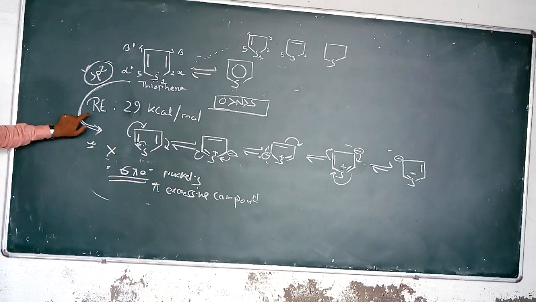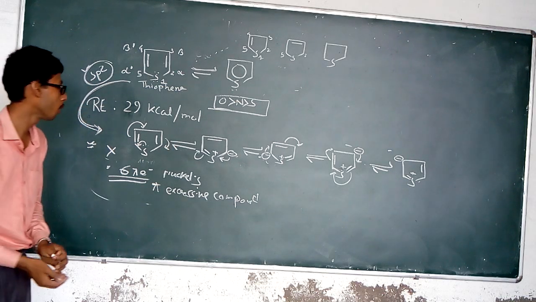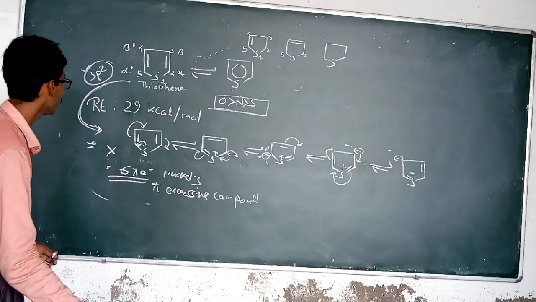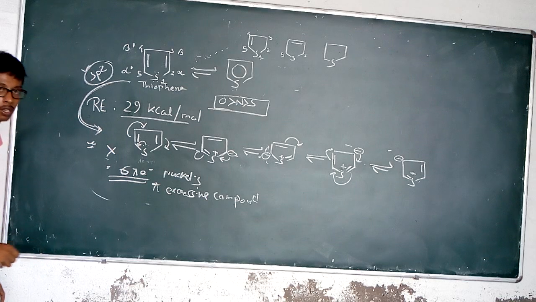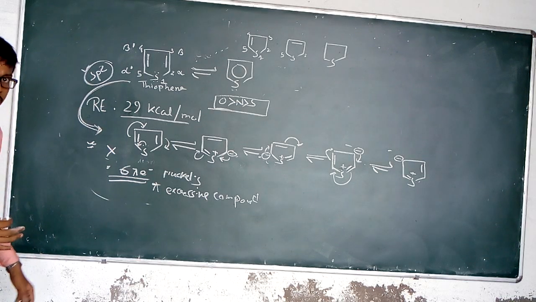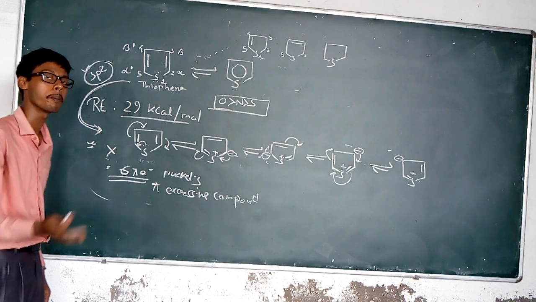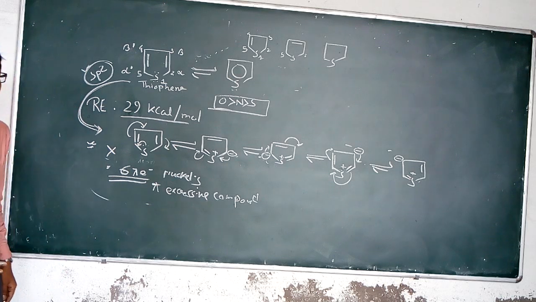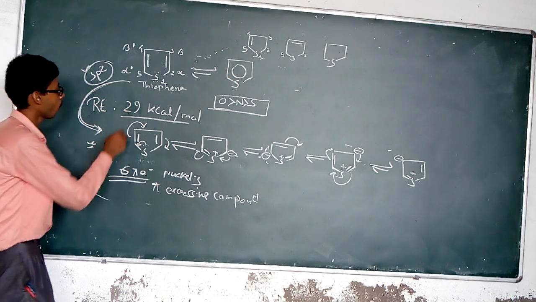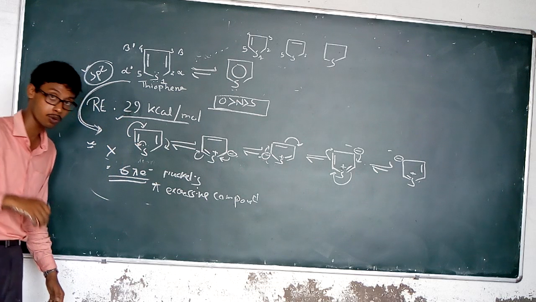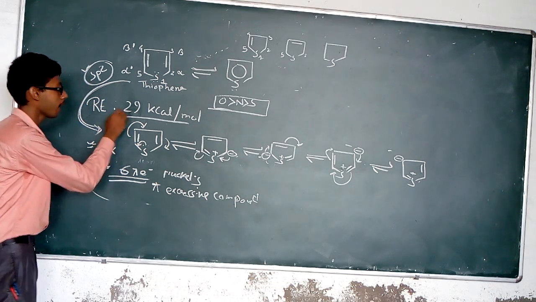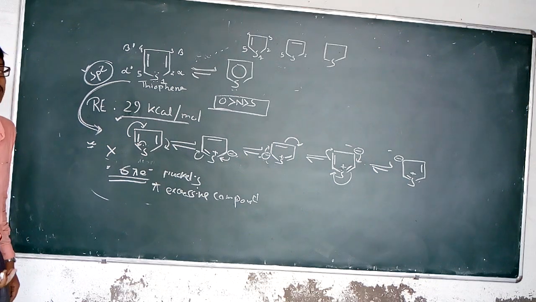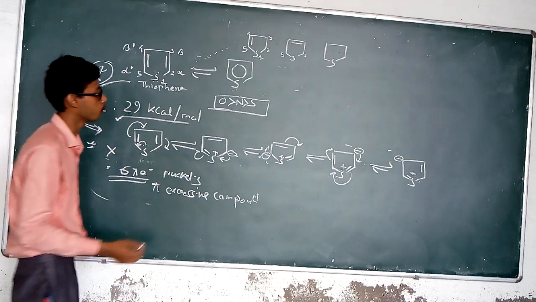So, we will focus on the resonance energy of the thiophene. It is about 29 kilocalories per mole. It is the highest resonance energy compared to pyrrole and furan, and that's why it shows higher aromatic properties than pyrrole and than furan.